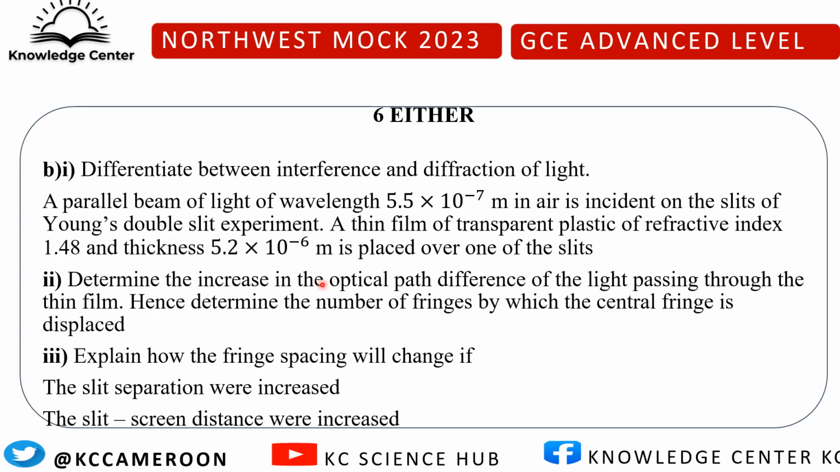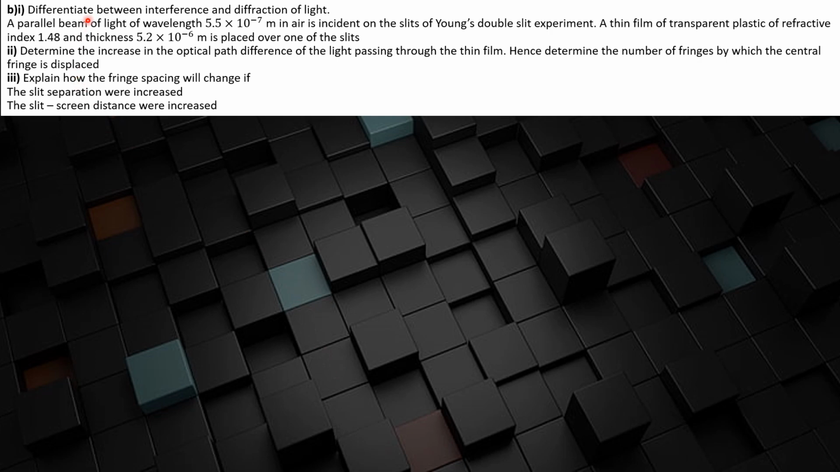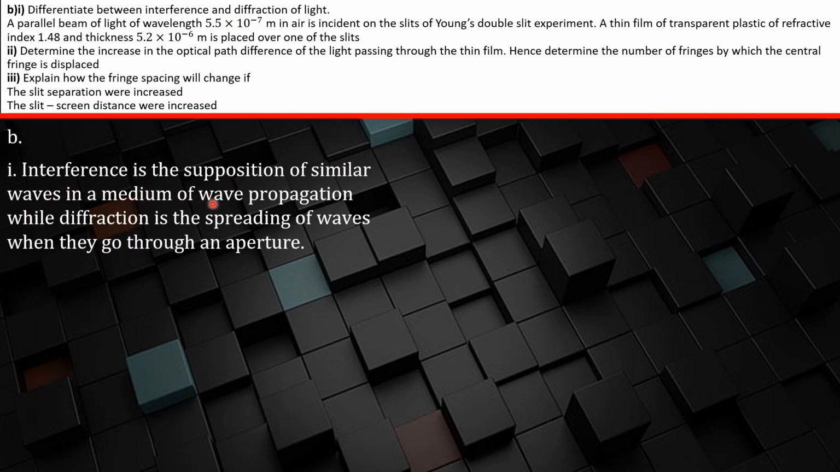So part B is on waves. Again, just go ahead and try the problem out and then check out what we've done. So differentiate between interference and diffraction of light. That's easy peasy, lemon squeezy. Interference is the superposition of similar waves in a medium of wave propagation, right? So as long as those waves are superposing, then that's interference. While diffraction is the spreading of waves when they go through an aperture, okay? So that one is easy.